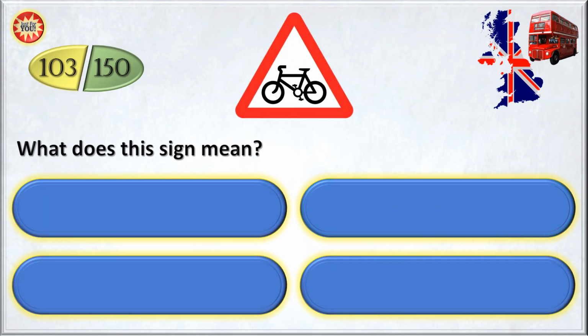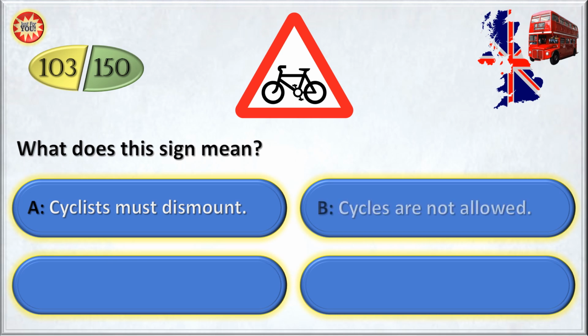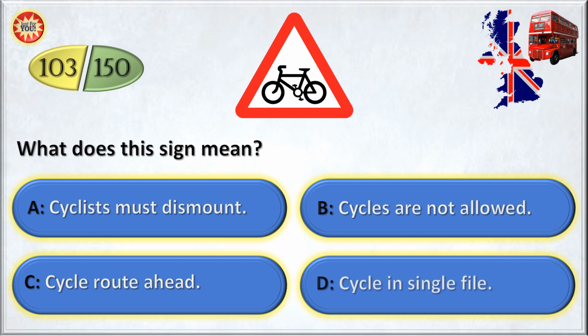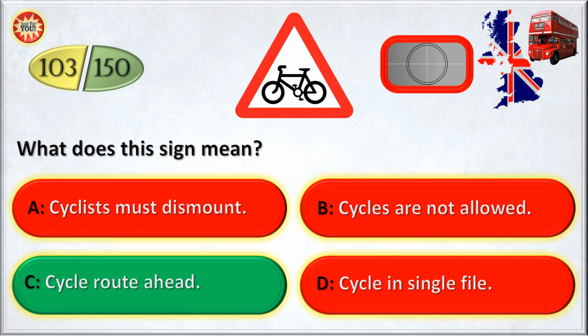What does this sign mean? Cyclists must dismount. Cycles are not allowed. Cycle route ahead. Cycle in single file. Cycle route ahead.